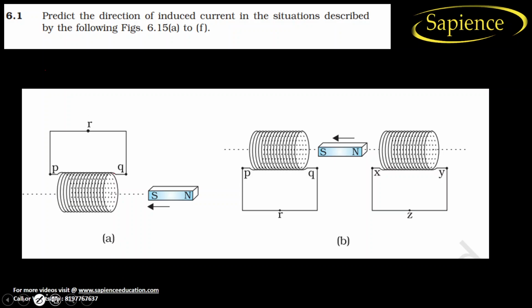First of all, read the question carefully so that you can understand: predict the direction of the induced current in the situation described below. First of all, you need to know what Lenz's law is. As per Lenz's law, the direction of the current created... See, basically what happens, if you know the concept, the flux will change. So what will happen? It will create a current in the circuit.